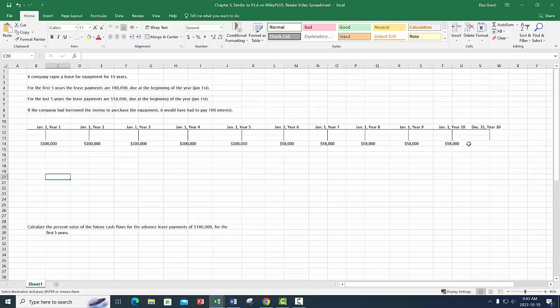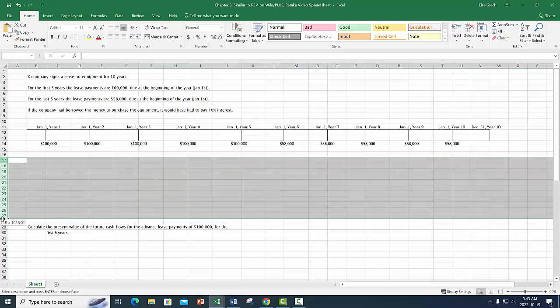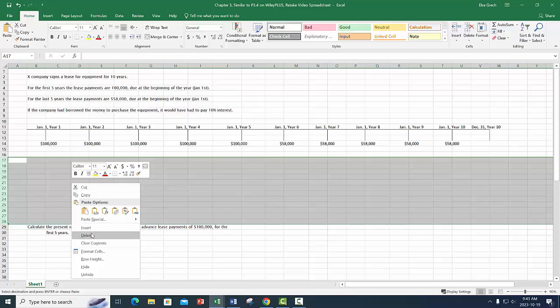And keep in mind, when we look at this final year, we're still leasing that equipment. We actually only have to give it up at December 31st at the end of year 10 because we're making lease payments at the beginning of the year. All right, let's look at our first question. I'm just going to delete this.